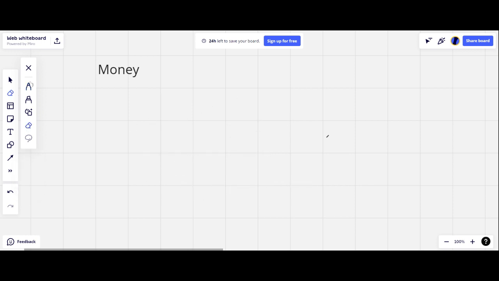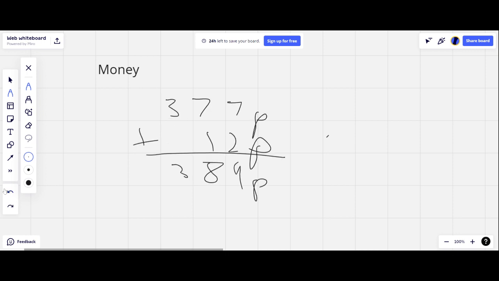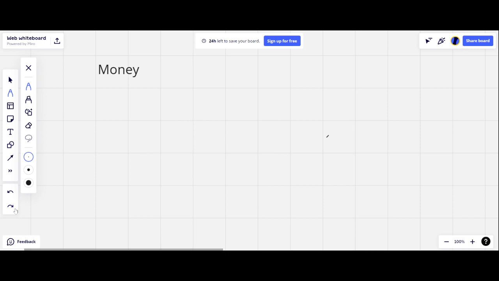Now let's go into pounds. £3.89 plus £1.11. So normal decimal addition, and we get the answer like this. Only difference between decimal addition and this is the pound sign. So see how easy this is if you know how to use decimals. So let's go into subtraction now. 377 pence take away 12 pence.